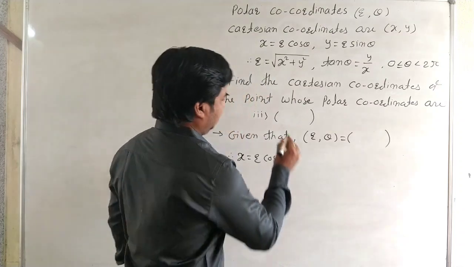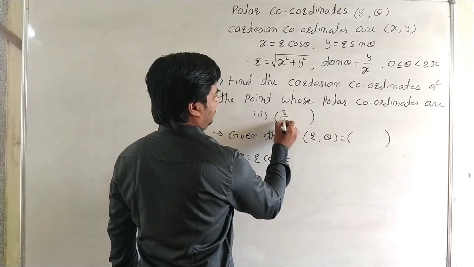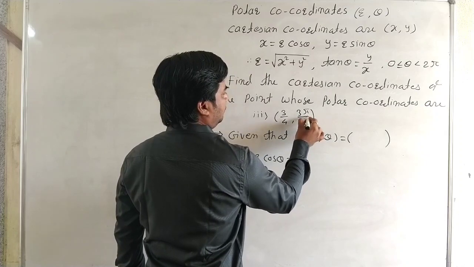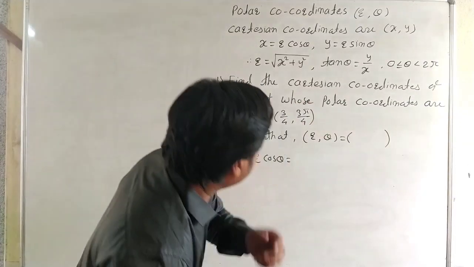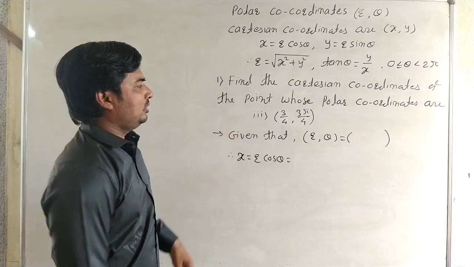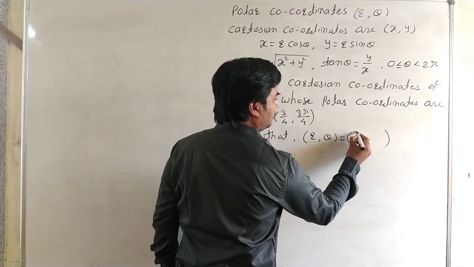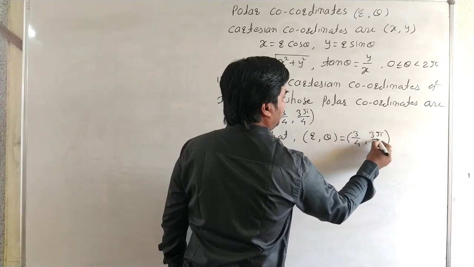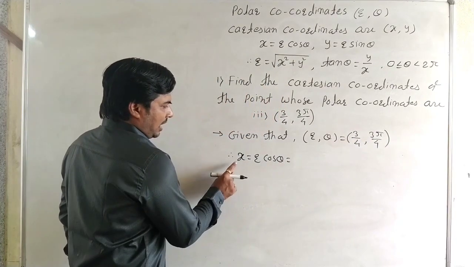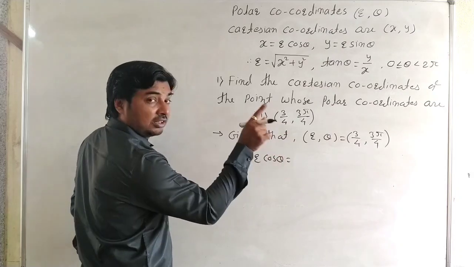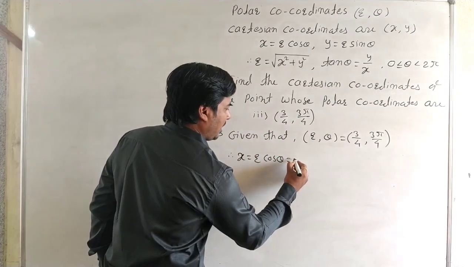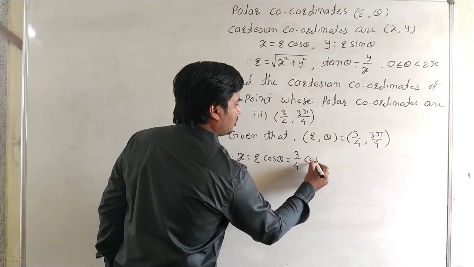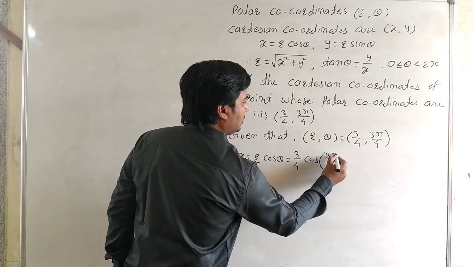Three by 4 comma 3 pi by 4. Here, 3 by 4 comma 3 pi by 4, r is equal to 3 by 4, and theta is 3 pi by 4. Now r is equal to 3 by 4 and theta is equal to 3 pi by 4. Therefore x is r cos theta, that is 3 by 4 cos 3 pi by 4.